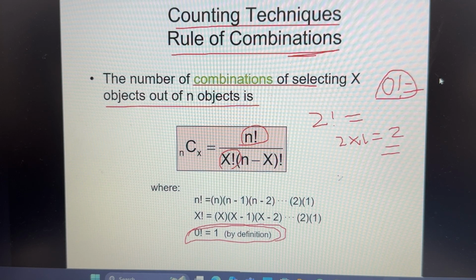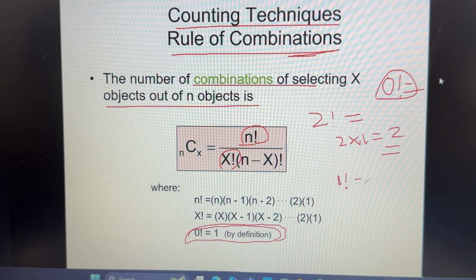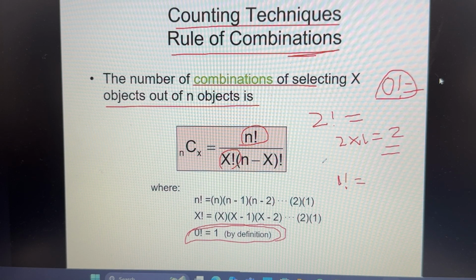So eraser, tell me, 1 factorial equal to. Are you there? Yes, sir. 1 factorial equal to 1.